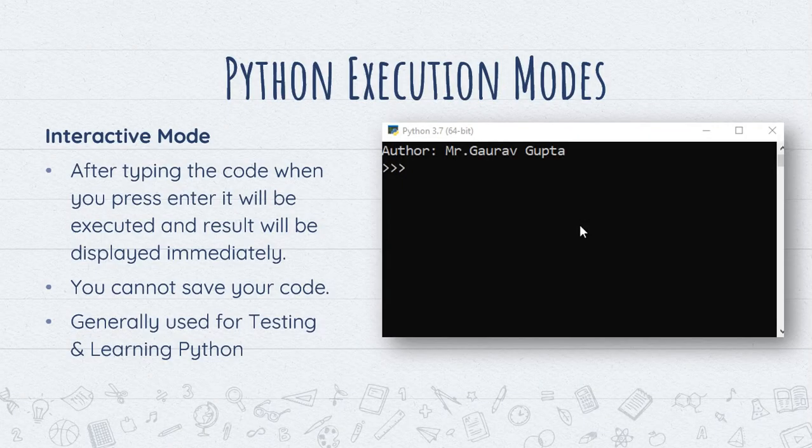In interactive mode, as soon as you type your code and press enter, it will be executed and the result will be displayed immediately. But in interactive mode, you cannot save your code, and this mode is generally used for testing the code and for learning Python.